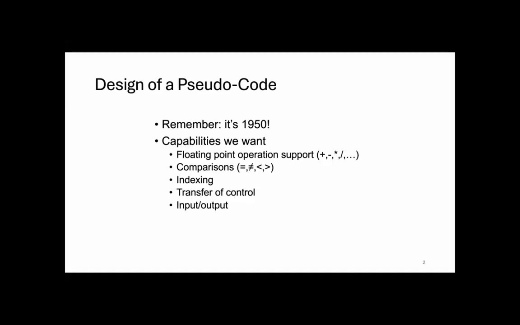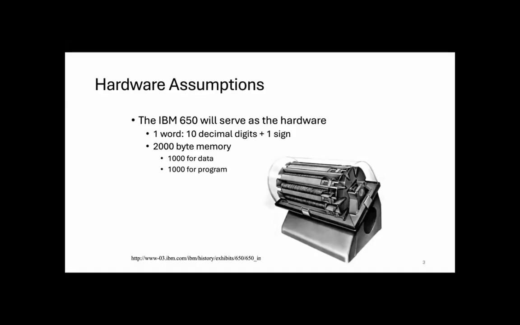And let's see how we can actually achieve that. But before we can achieve that, we need first to understand the hardware assumption that we have and what type of hardware we have. At that time, you have machines like the IBM 650, and this is the hardware we're going to talk about. And it works with words, and the size of the word is basically 10 decimal digits, and it has one sign. And as well, the whole memory size is about 2000 words of memory.